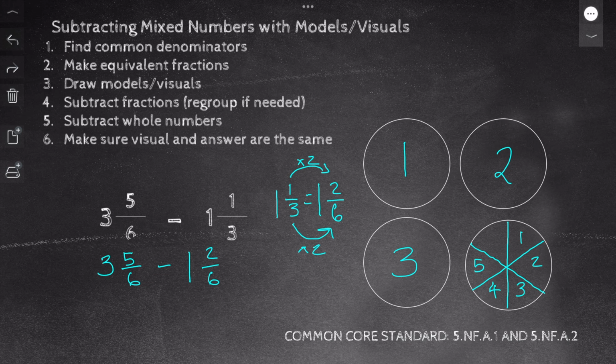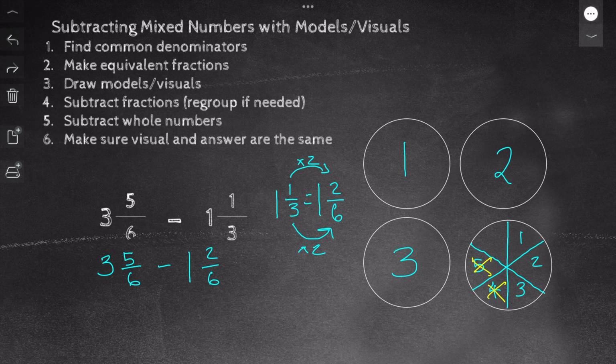Now I need to subtract 1 and 1/3. I start with my fractions, so I take 2 away. Now I take 1 whole away. So I'm left with 2 and 3/6. This can be simplified to 2 and 1/2. However, this video is not about simplifying fractions. I'll leave a link in the description to one of my other videos for that. Let's go ahead to our number problem.